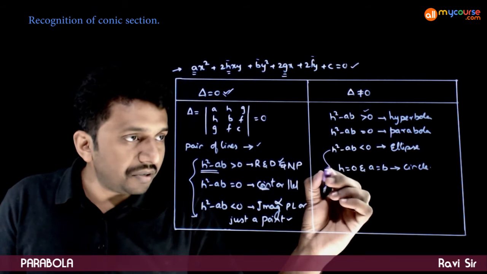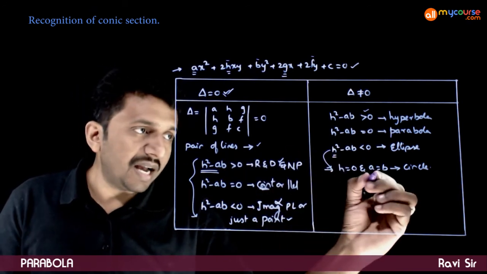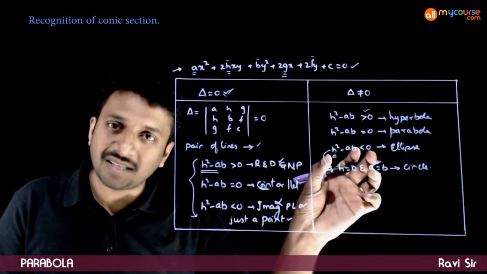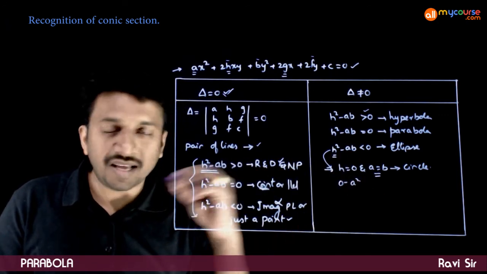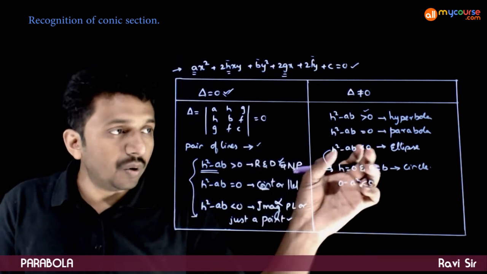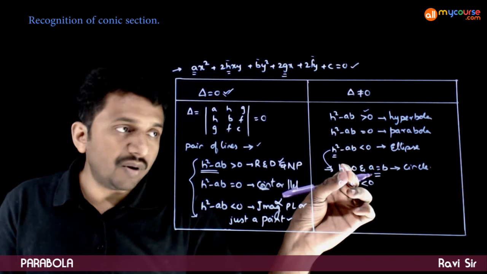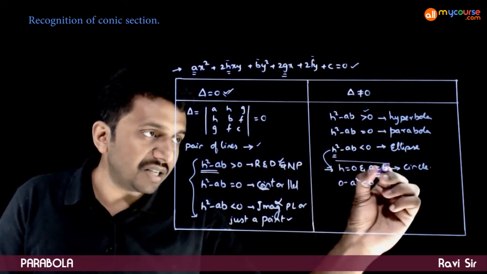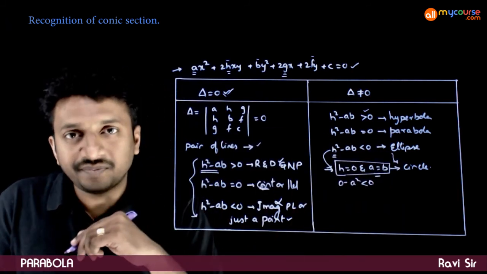And within less than 0 you have a special case: if h is equal to 0 and a is equal to b. Obviously this will be less than 0, because with a and b the same you get 0 minus a², and minus a² is always negative. So you go into the condition of an ellipse. If h is equal to 0 and a is equal to b, you get a special case of ellipse, which is a circle.